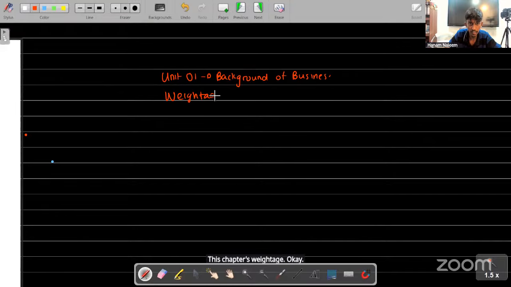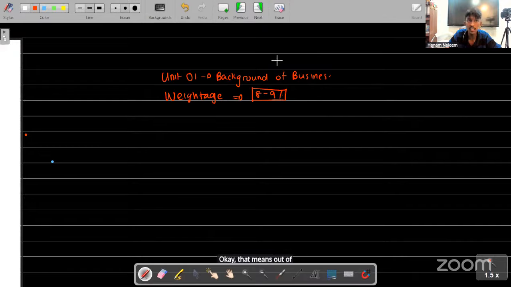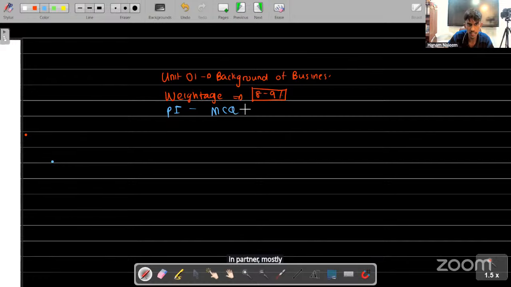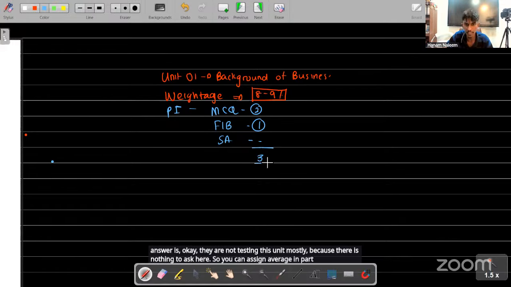This chapter's weightage for your final paper would be 8 to 9 marks. That means out of your 100 marks paper, a solid 8 to 9 marks will be tested from this unit. And the next part, I'll just say the outlook. In part one, mostly for MCQs they go with 2 questions, that means 2 marks. Fill in the blanks they go with 1 mark. Short answers they are mostly not testing for this unit because there is nothing to ask here. So on average in part 1, they're asking about 3 marks.